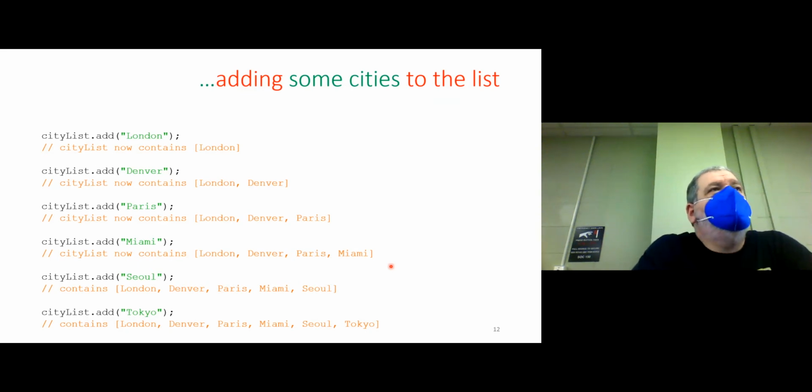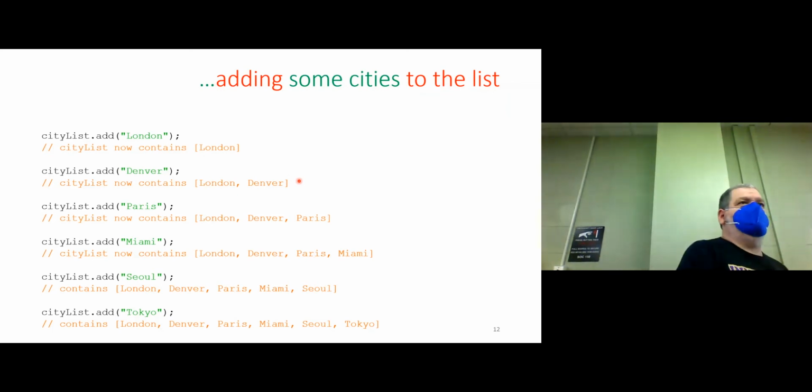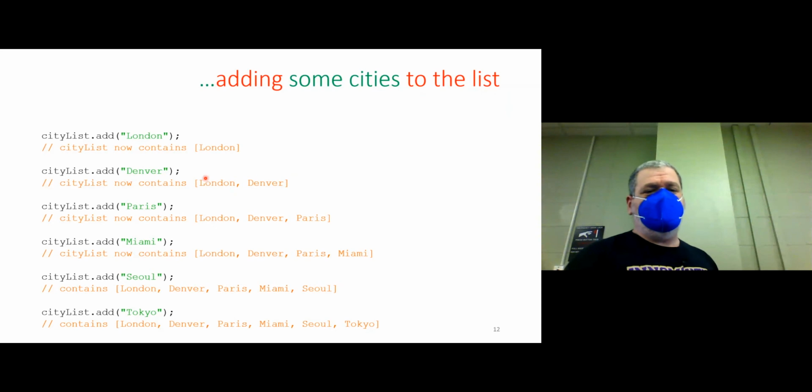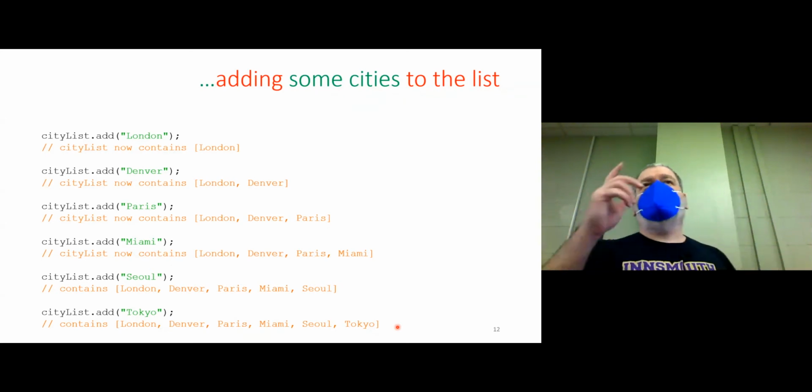So cityList.add("London"). The London string object is created. Its reference is passed to the add method. The add method puts it in the first slot of the array list. And then cityList.add("Denver"). Well, add is going to add it to the next available slot, the second slot in the array list. So you can see here the array list is growing. I'm adding Paris, Miami, Seoul, Tokyo, and I have a list of cities inside the array list that is growing like that, and I don't have to worry about the size.